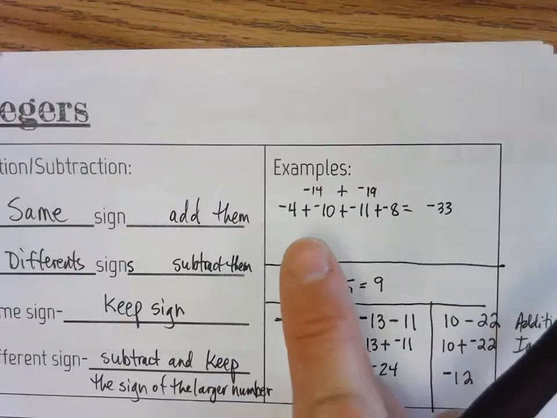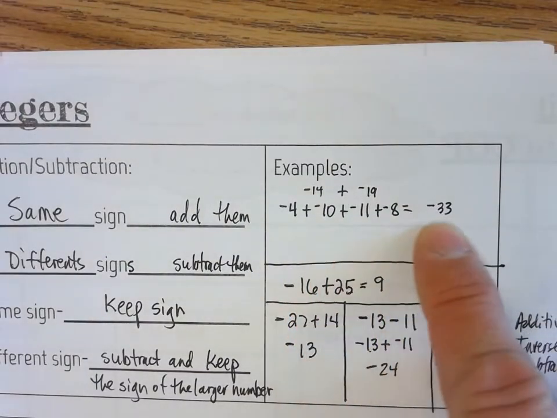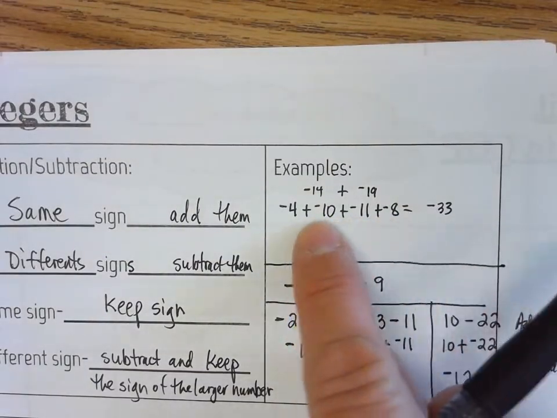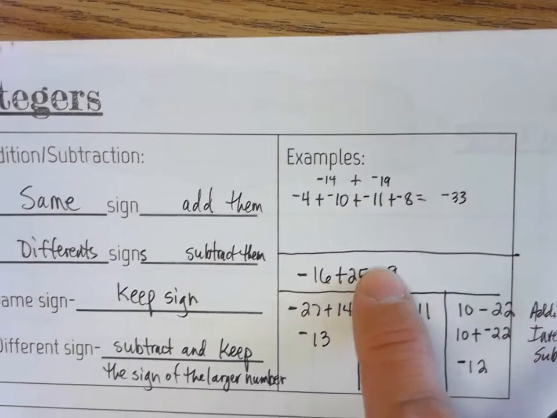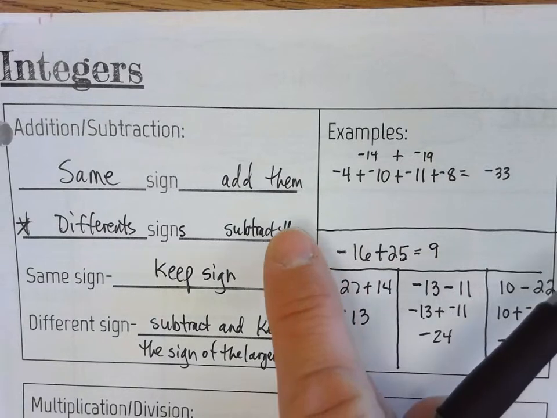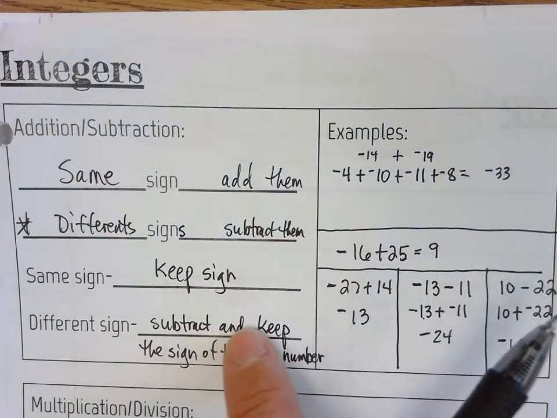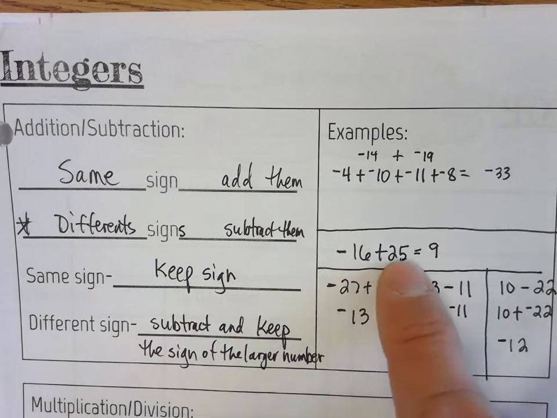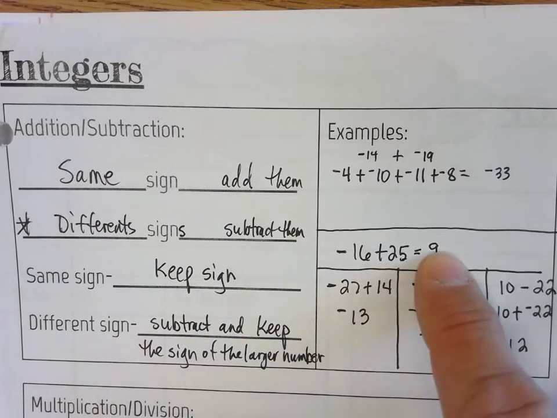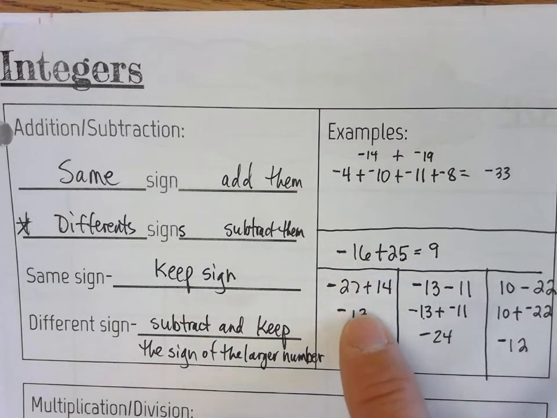So if it's a nice little easy add where they've all got the same sign, you just add them up. Keep the sign. When you've got different signs, you actually want to subtract them and then make sure you take the sign of the larger number. So if the positive number is larger, you're going to get a positive. If the negative number is larger, you're going to take the sign and get a negative. So there's some review, folks, on integer addition and subtraction.